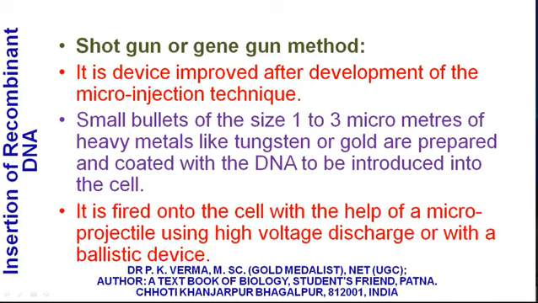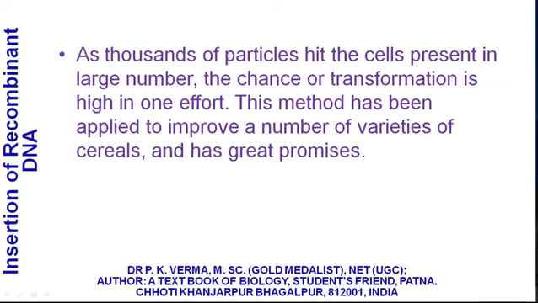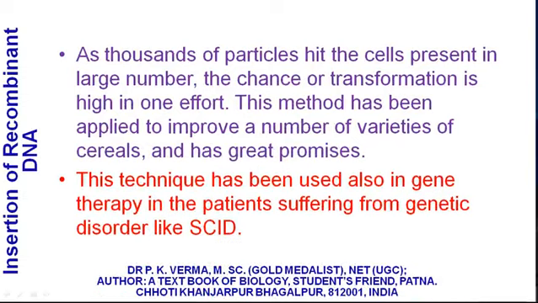It is fired into the cell with the help of a microprojectile using high voltage discharge or with a ballistic device. As thousands of particles hit the cells present in large number, the chance of transformation is high in one effort. This method has been applied to improve a number of varieties of cereals and has great promise. This technique has also been used in gene therapy in patients suffering from genetic disorders such as SCID.